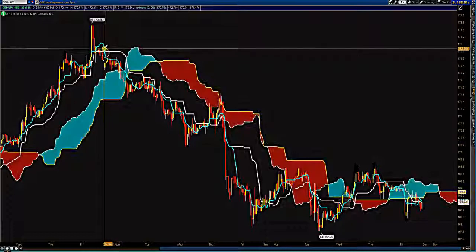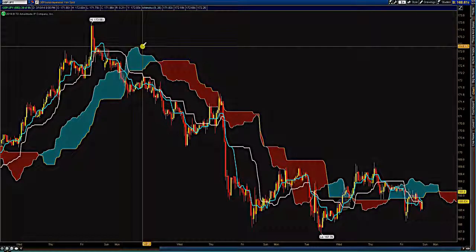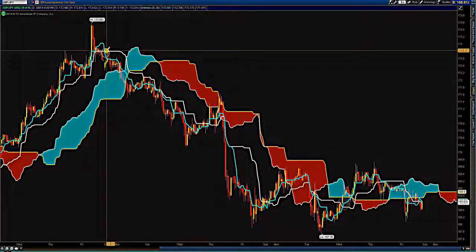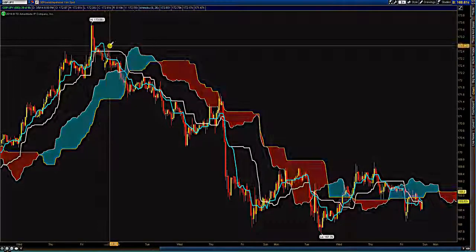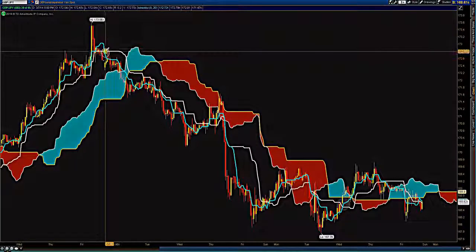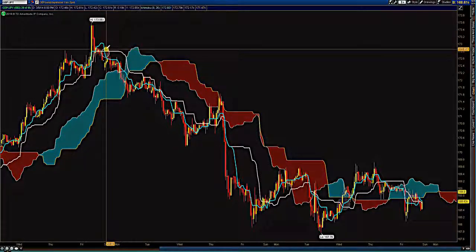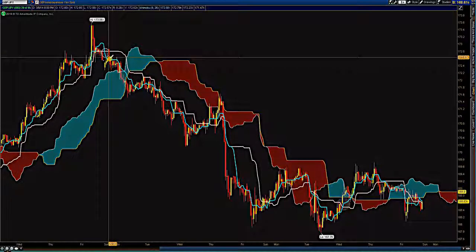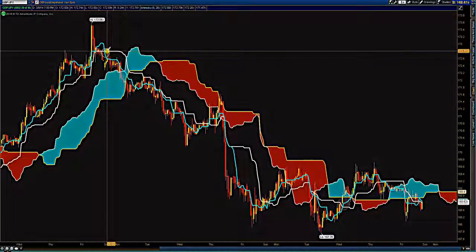One, when the Tenkan-sen crosses below the Kijun-sen but the cross occurs above the cloud, that is a weak cross, pretty much because you're having a bearish cross in a bullish sentiment or bullish zone. So yes, this played out quite well. However, it is still a weak cross.